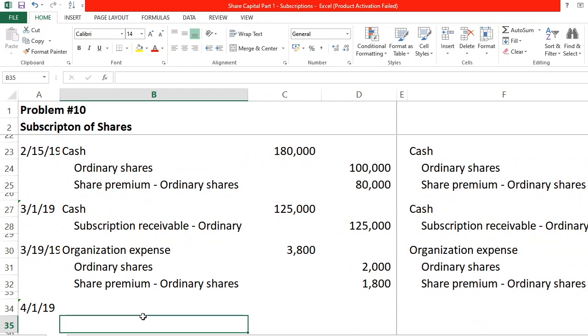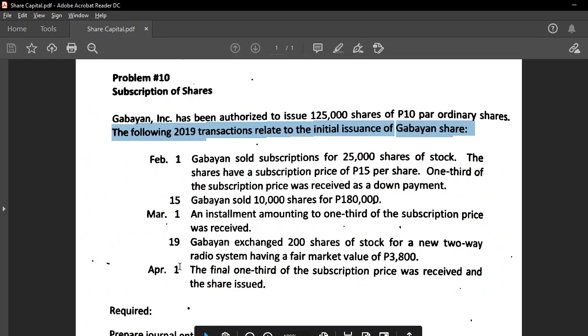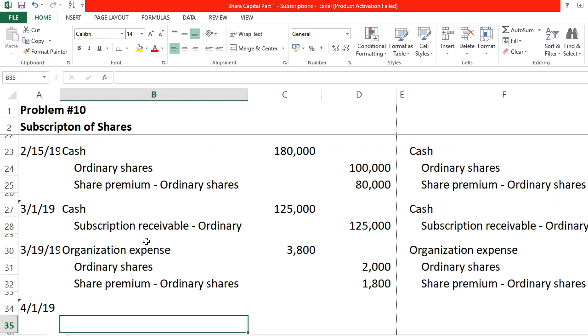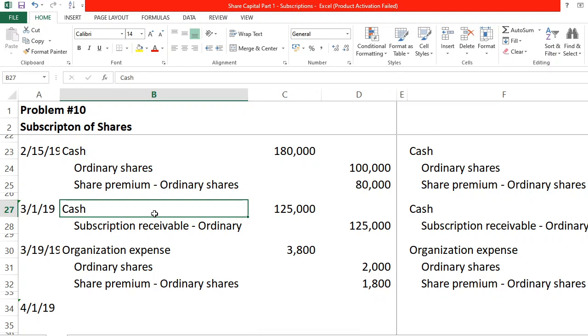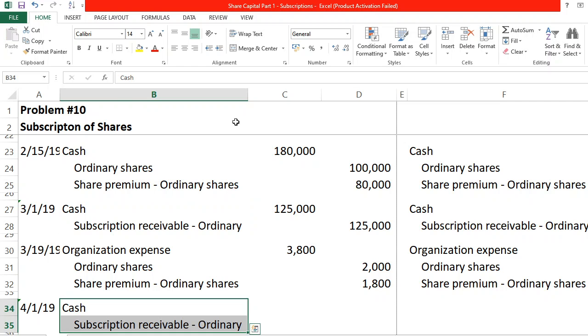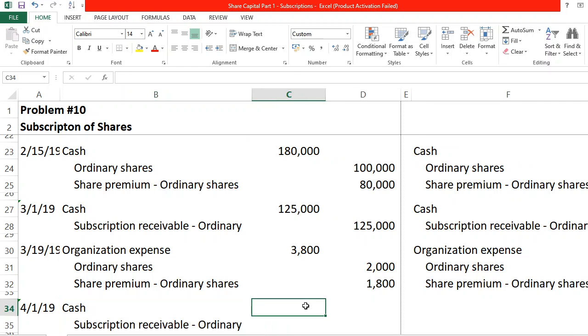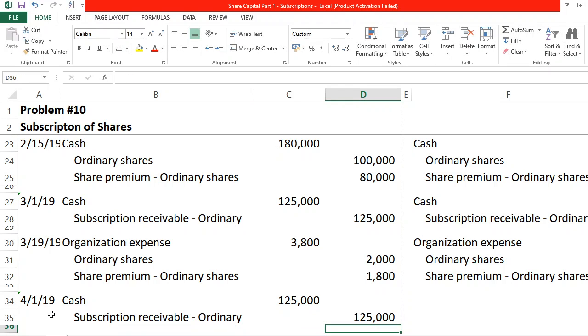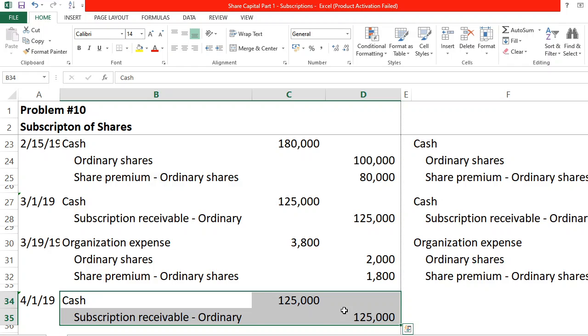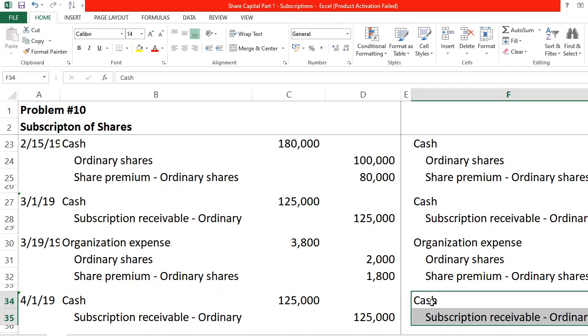Ayan. Next, you have here April 1, the last one. The final one-third of the subscription price was received and shared. So, nabayad na tag-installment nga one-third, and then nagdugang na po tag-bayad dinhi og one-third. So, this time, ato na siyang i-finalize or bayad ang nabilin nga one-third. Okay, that's ordinary. And that would be again 125. The same entry para sa atoang memorandum entry method.